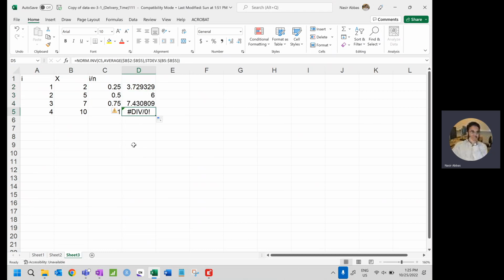Now look what happens for the last value. Why did this happen? Is there a value in the normal distribution such that the lower tail area is 100%? What is that value? It's infinity, right? Because there is no right tail of the normal distribution. There is no left tail of the normal distribution. They keep going until you reach infinity.